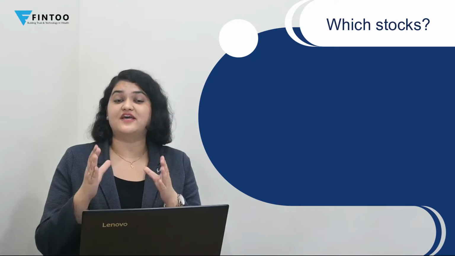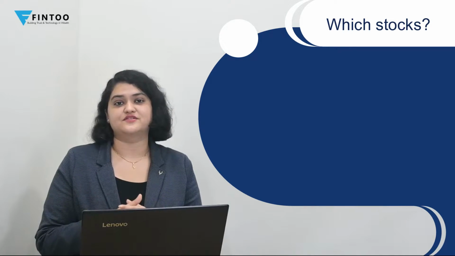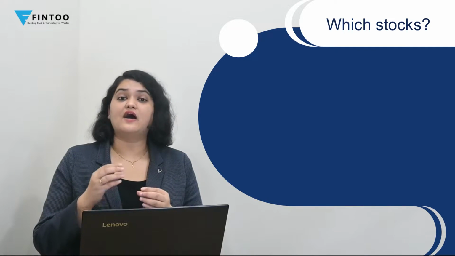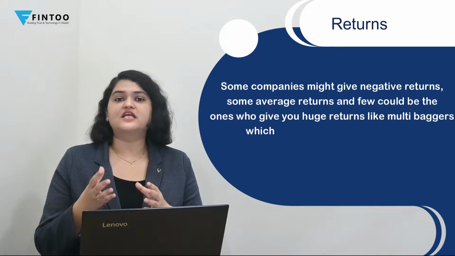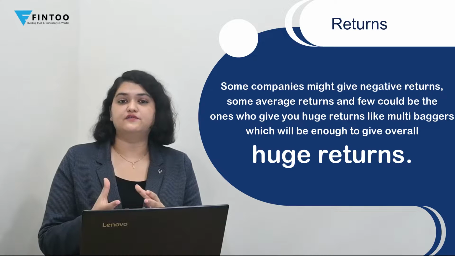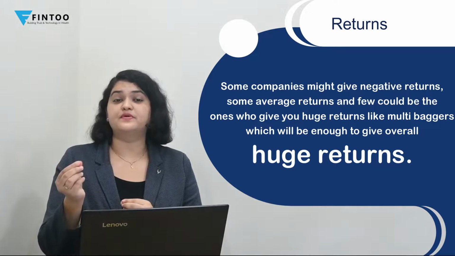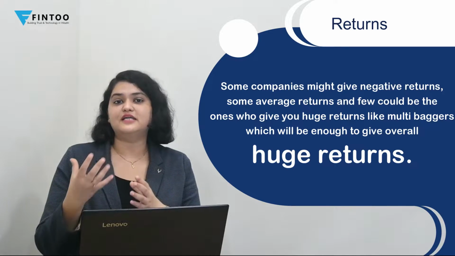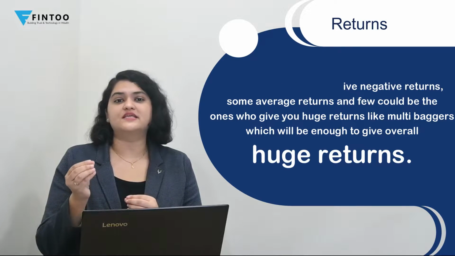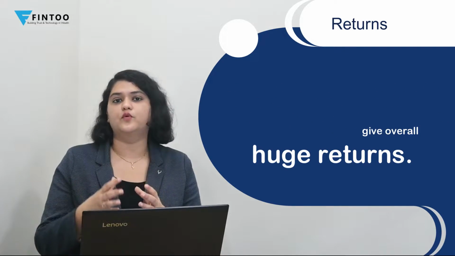So you need to just invest in these companies and forget about it for at least 10 years. The author explains that after filtering your stocks, it doesn't mean that all these stocks will give you huge returns. In fact, there will be certain stocks which will give you negative returns or average returns, but still there will be a few stocks which will give you huge returns. They will be like multi-baggers for you, and these stocks in themselves will help you create huge returns on your overall portfolio.